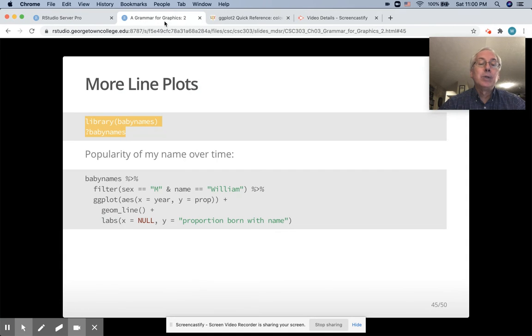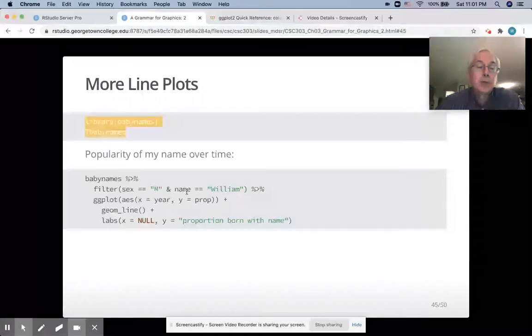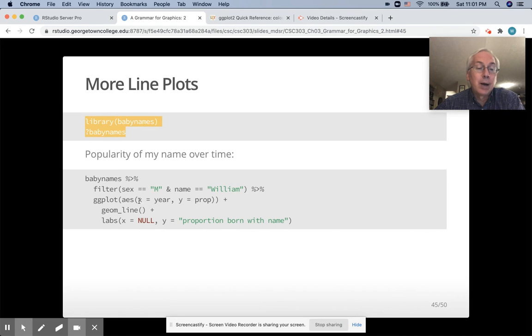So let's see what we can do with that. So I'm going to apply a filter on this, and I'm going to look at a graph of how the proportion of babies born with my name has looked over time. And so our x variable is going to be the year of birth. This data set goes back to the 1880s, and the y coordinate is going to be the proportion of births with that name.